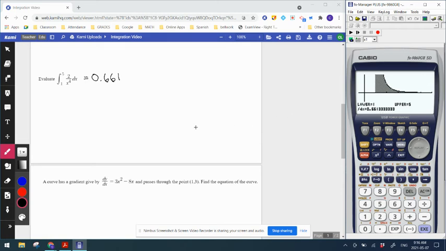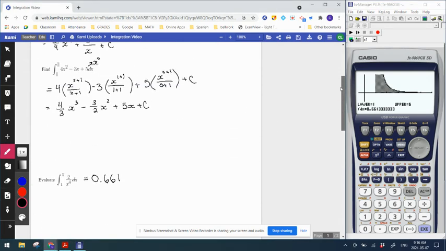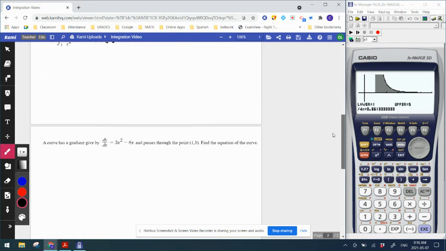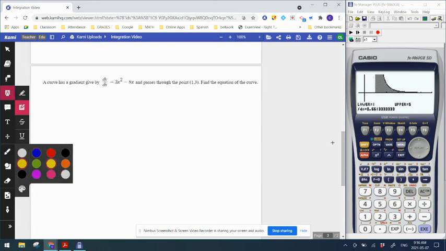The last example here is an integration with a bound, meaning we're going to actually solve for that value of c that we just left in the first two questions. So we have a curve has a gradient given by dy over dx equals 3x squared minus 8x, and it passes through the point 1, 3. So this is that extra bit of information that it's giving us to help us solve for c.